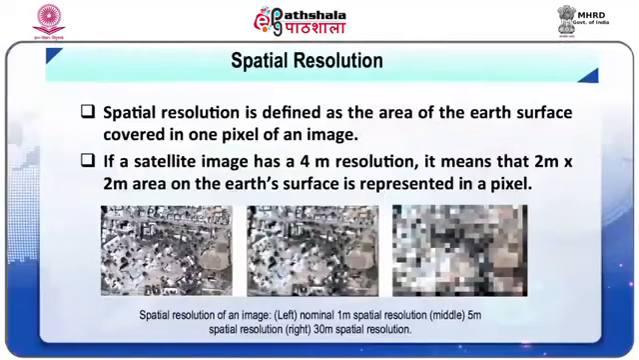In other words, spatial resolution can be defined as the area of the Earth's surface covered in 1 pixel of an image. For instance, if a satellite image has 4-meter resolution, it means that a 4-meter by 4-meter area on the Earth's surface is represented in a pixel. If a very large ground area, say of the order of square kilometers, hundreds of square kilometers, is covered, the spatial resolution will be coarse and vice versa.